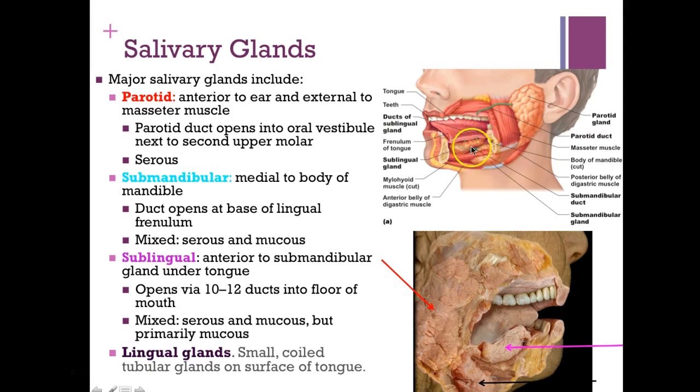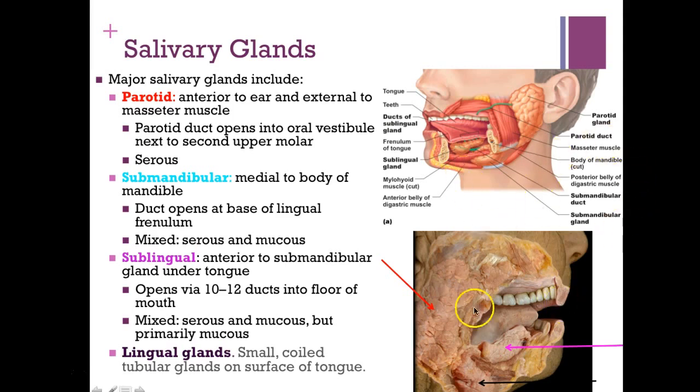And lastly, we have your sublingual gland over here, and this is found anterior to our submandibular gland and underneath the tongue, or inferior to the tongue. And you could see that we have these many ducts that are coming out from it. We should have about 10 to 12 of them from the floor of the mouth. And we will have mixed serous and mucus fluid here, but it's going to be primarily mucus.